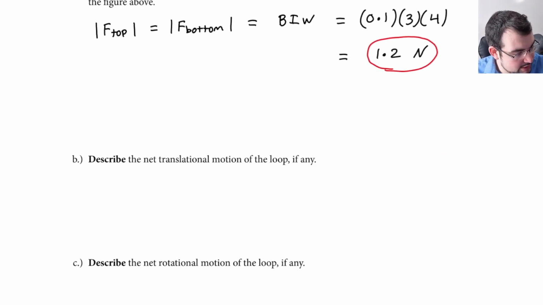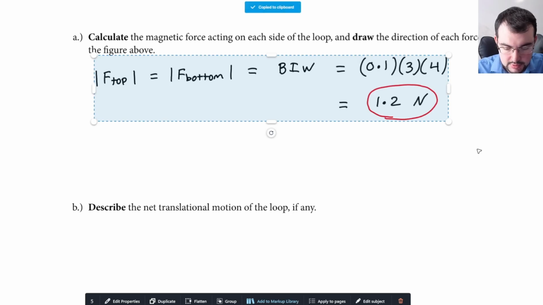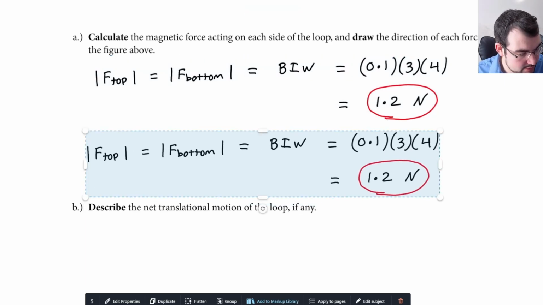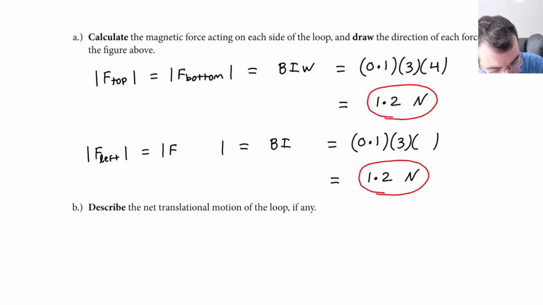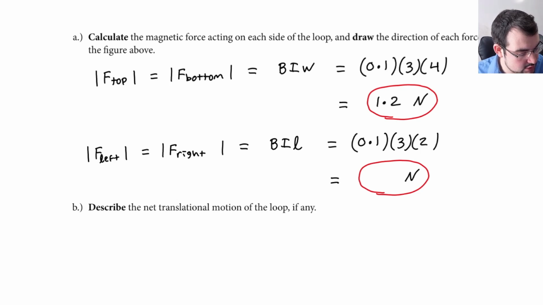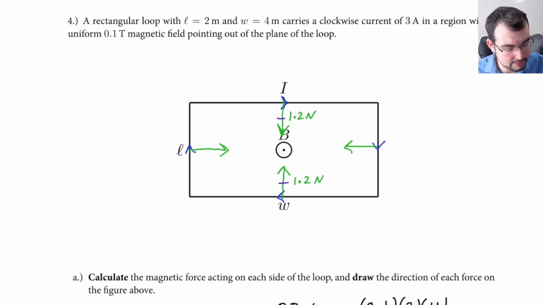All right, same idea here. Got our shameless copy paste of the day, except just a couple minor changes. We have F on the left side of the loop is going to equal F on the right side of the loop. And that's going to be BIL this time. So we use our length of the loop, which was the other sides of the rectangle, which was only 2 meters instead of 4. This is a giant wire loop, by the way. And those also balance. So it's not the same force all the way around, but we see that there's pairs that are canceling.